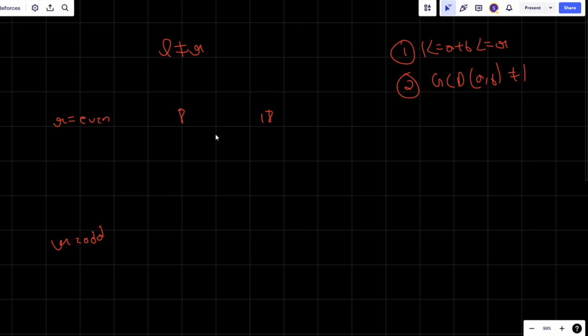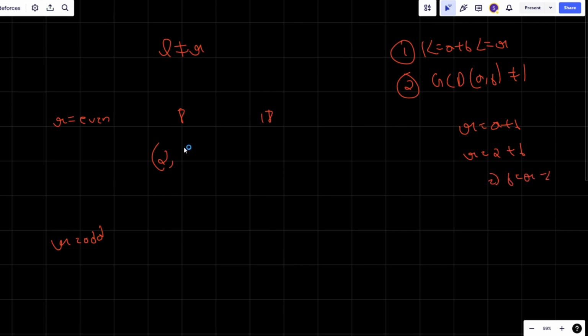We know that every even number is divisible by 2. So let's take A equal to 2. As every even number is divisible by 2, I'll take one number as 2 and let's find the second number. I'm saying that R is equal to A plus B. As I take A equal to 2, what will be the value of B? B will be equal to R minus 2.